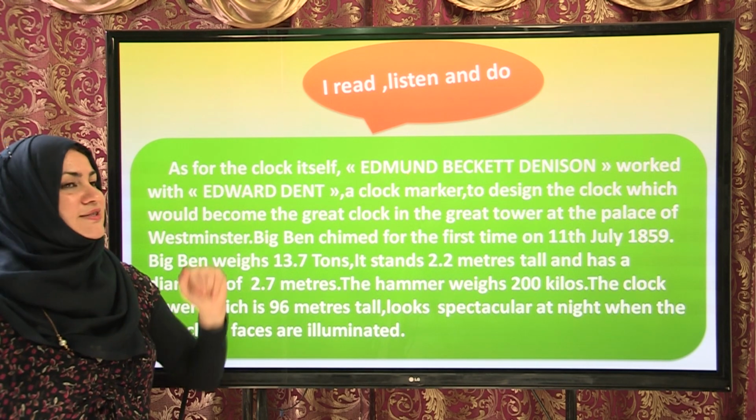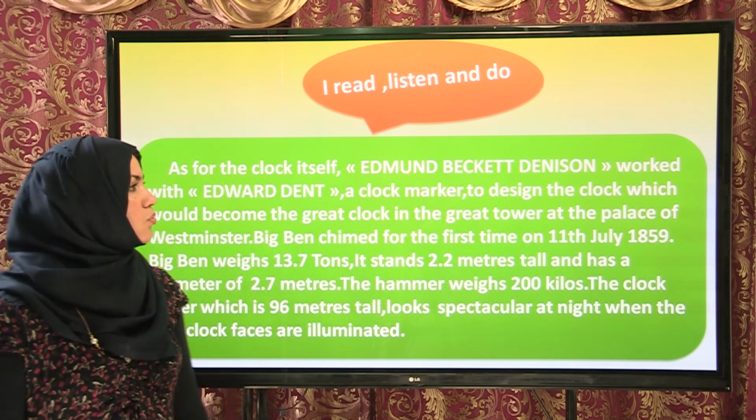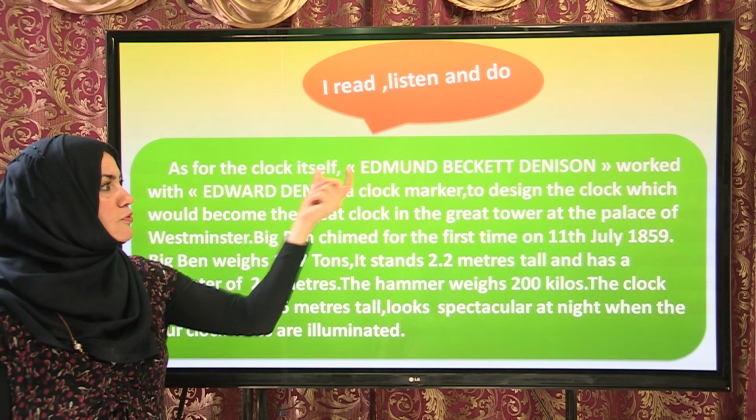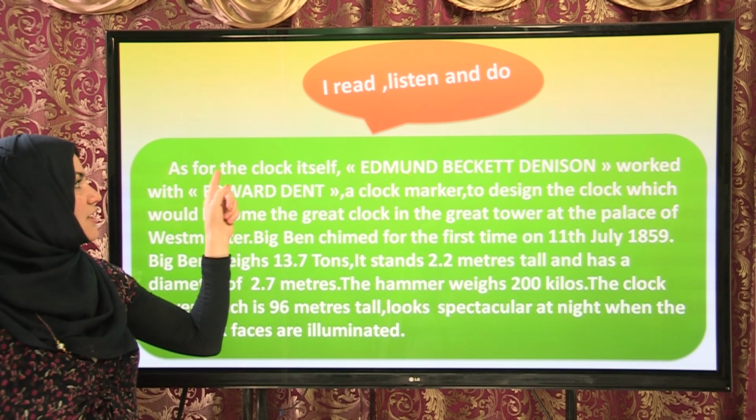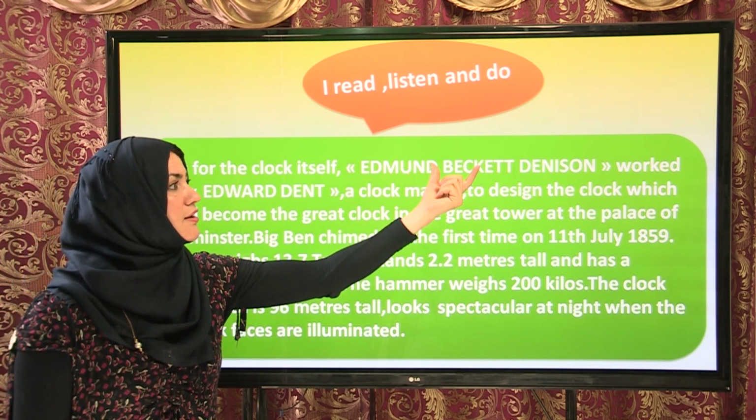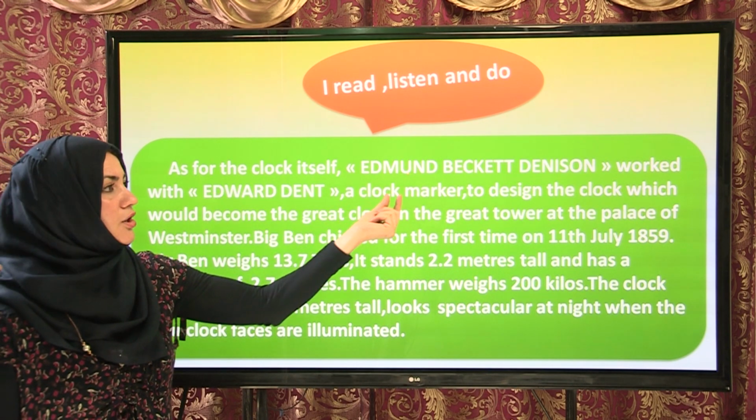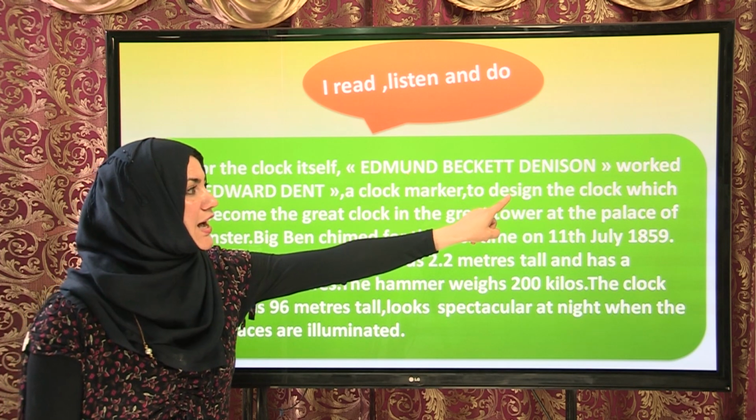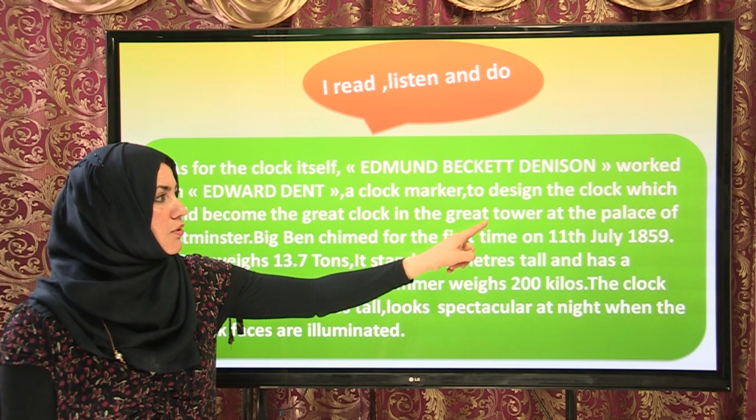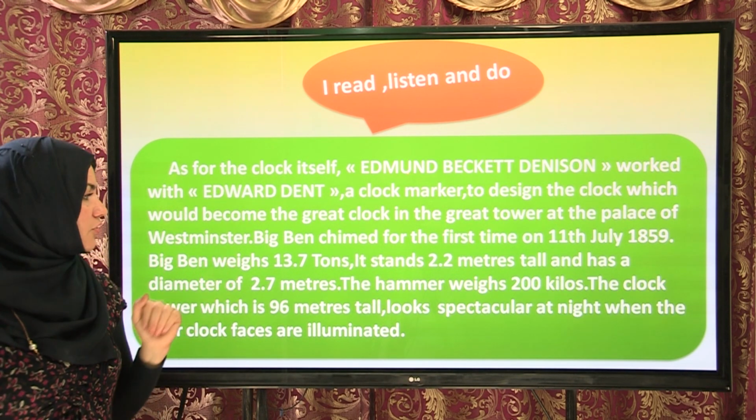As for the clock itself, Edmund Beckett Denison worked with Edward Dent, 2 persons. As for the clock itself, we have Edmund Beckett Denison and Edward Dent. What are they doing? A clockmaker to design the clock which would become the great clock in the great tower at the Palace of Westminster. It means in London, of course.